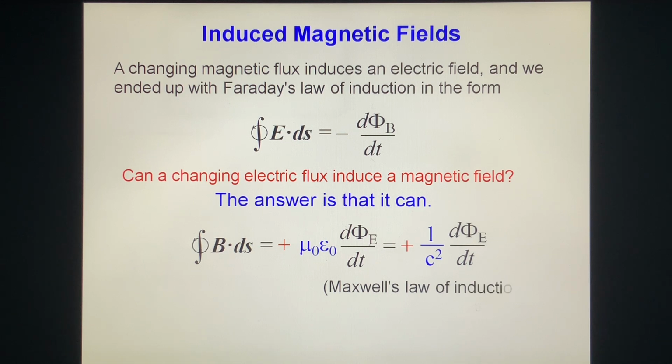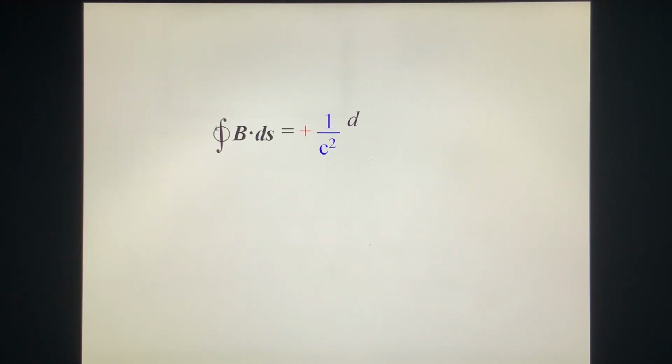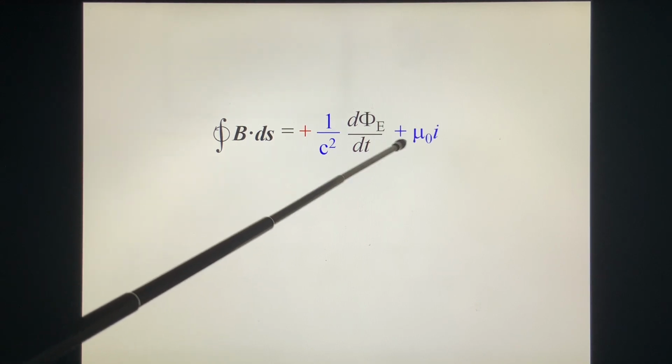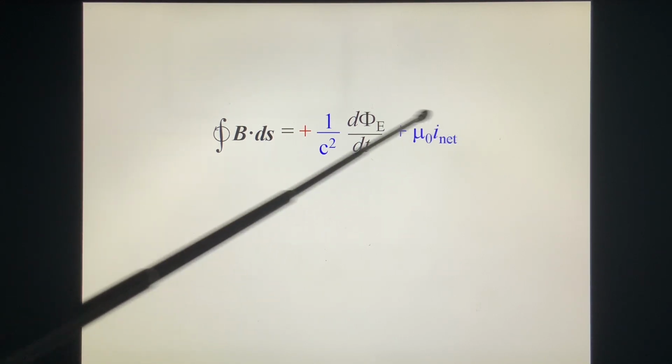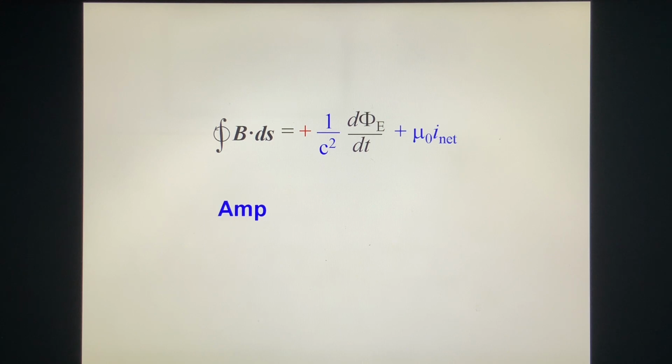That's called the Maxwell law of induction. But the left side is a little bit familiar. Did you see that before? Yes. This is a flux. What is this? This is equal to mu0 I. This is Ampere's law. So we combine both together and we see two terms: one is Ampere's law, one is Maxwell's law. So we call it the Ampere-Maxwell law.